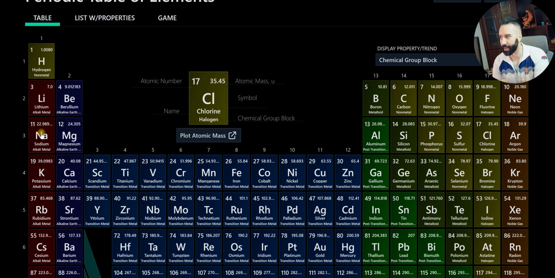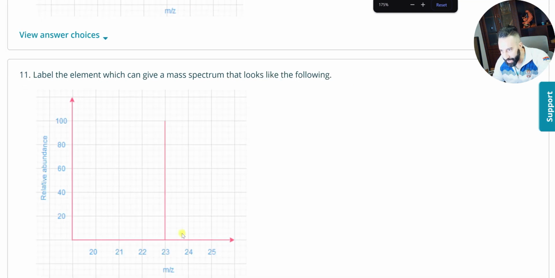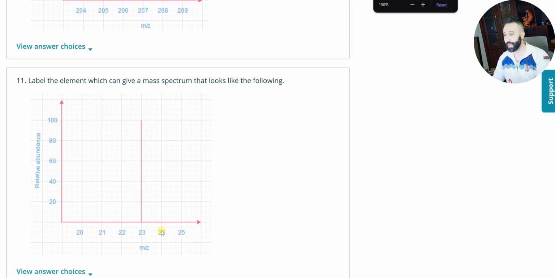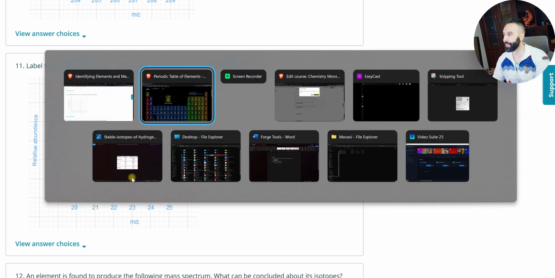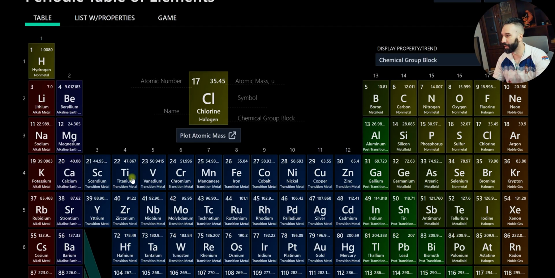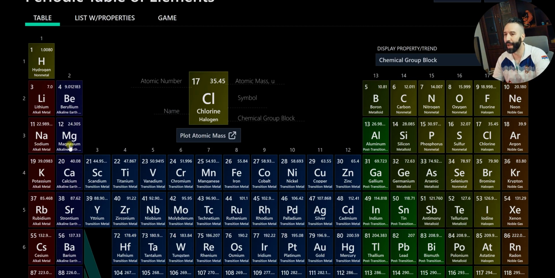But that's not 23. Don't get confused by this. In AP, you'll have a lot of questions like this. What does this mean? This just means that there is another peak here, but it's so small that it's not even visible. So in this case, you will search for an element which is very close to 23, or exactly 23. Because again, here it looks like it's one isotope, but you know that cannot be correct. Because it must be sodium here.